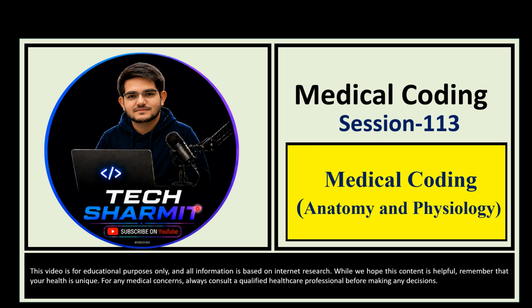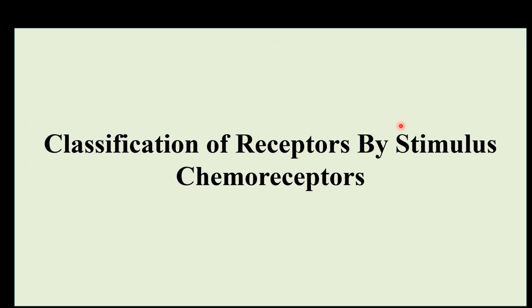In this session, we are going to talk about another very important topic related to medical coding anatomy, where we will be mainly focusing on chemoreceptors. As you know, we are focusing on the classification of receptor by stimulus. According to that category, we have the fifth type of receptor, that is chemoreceptor.